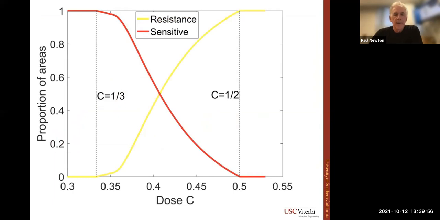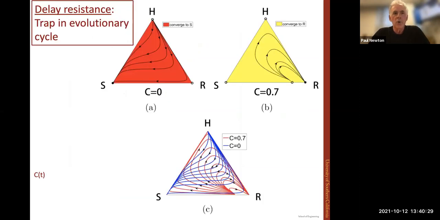So let me show you this before I talk about adaptive control. What the model shows is that if you have different values of C from 0.3 to 0.55, this is the proportion of the areas in that triangle of the basins of attraction. So as C goes up, the basin of attraction of the sensitive cell population goes down, and the basin of attraction of the resistant population goes up, and they cross at a little bit bigger than 0.4. All right, so you can use that information to your advantage.